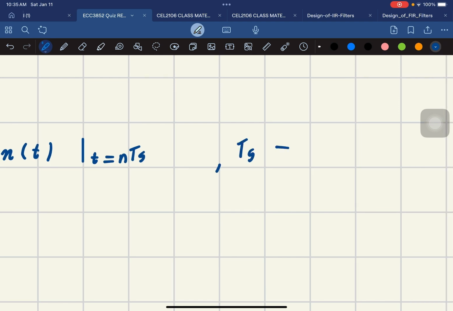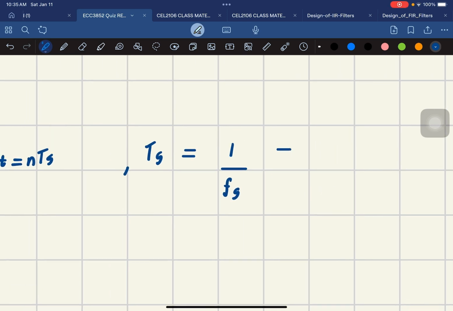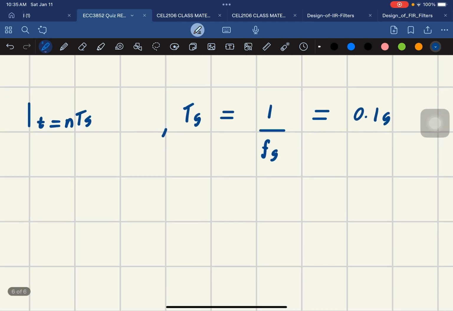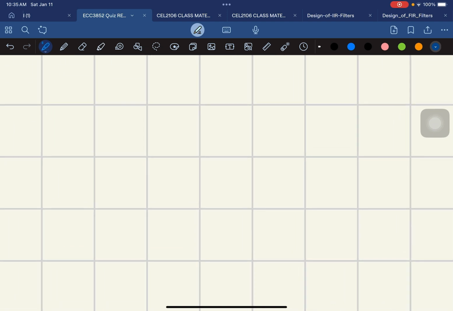Ts is equal to 1 over Fs, which is 1 over 10, so it will be 0.1 s. So we need to substitute t equal to nTs.